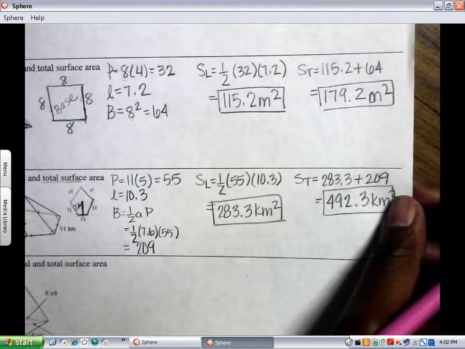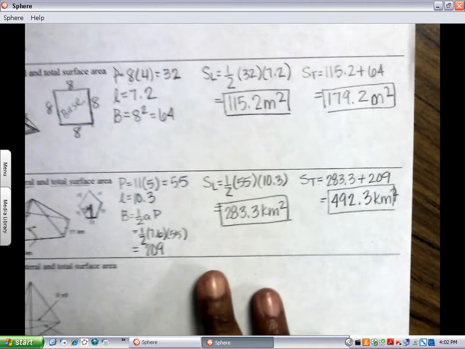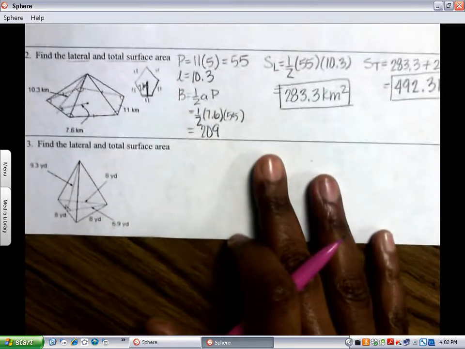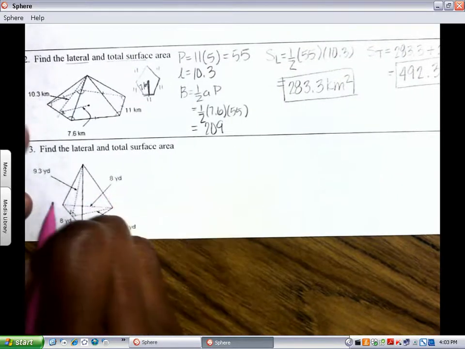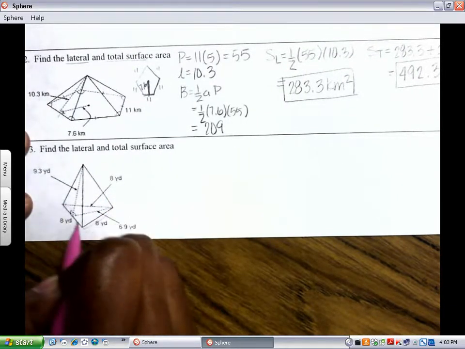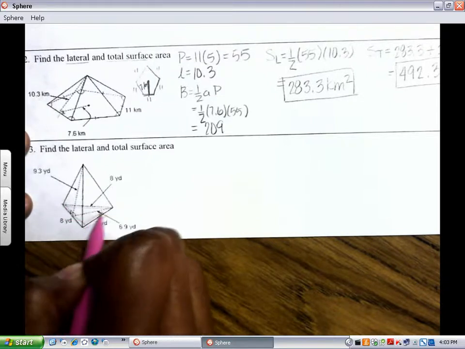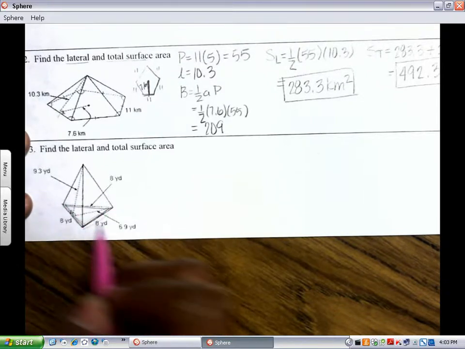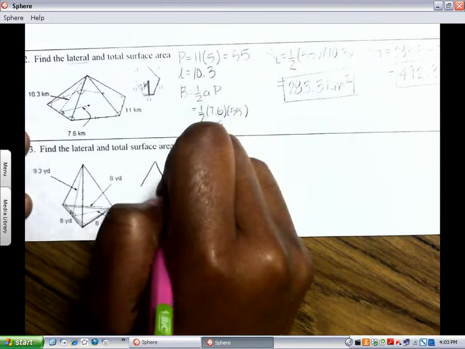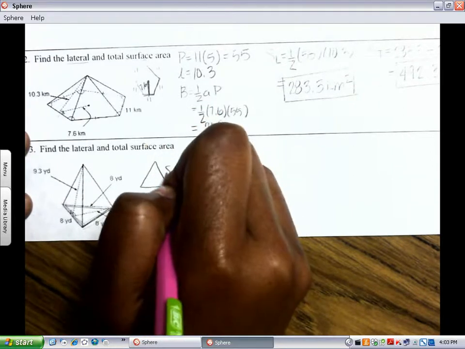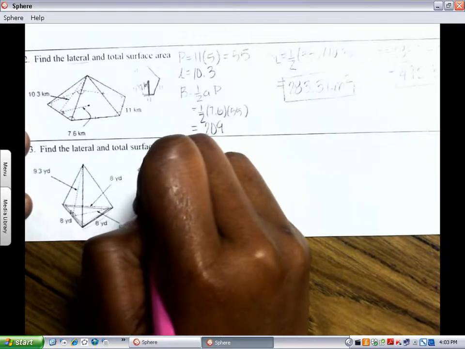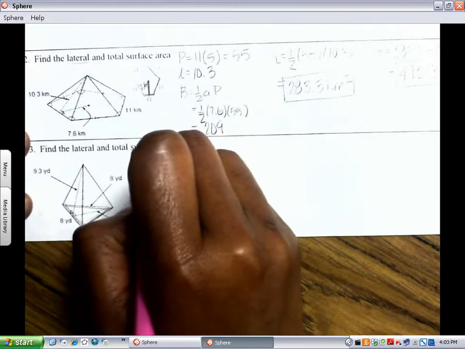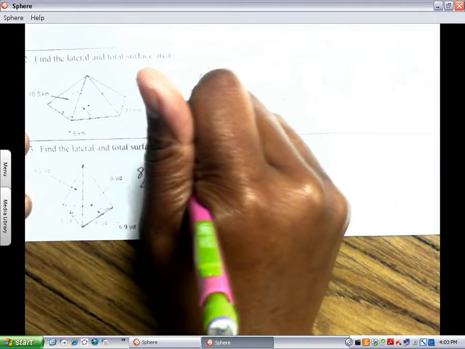Alright. Let's move to number 3. Number 3, this time we have a triangular pyramid. It's called a triangular pyramid because our base is a triangle. So I'm going to draw it separately outside. All the side lengths of this triangle are 8. The height, which is this line that's through here, is 6.9. And our slant height, the L, is 9.3.